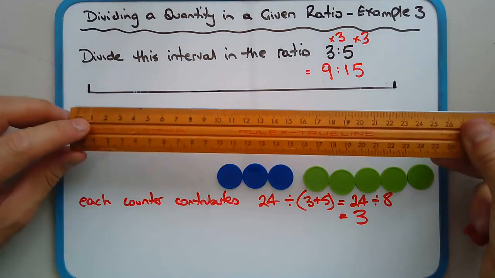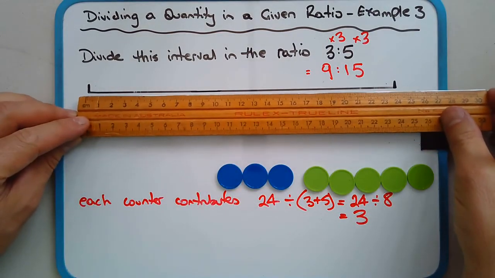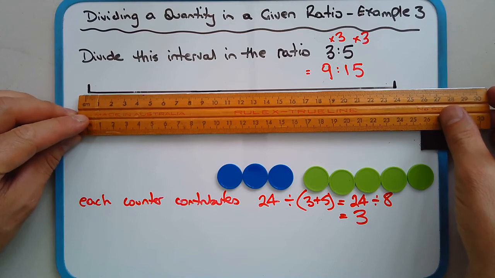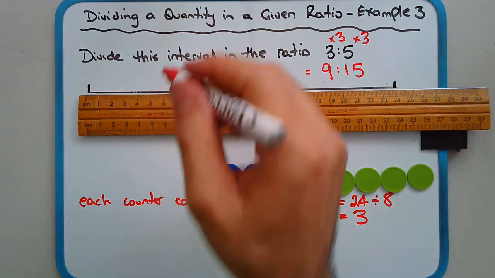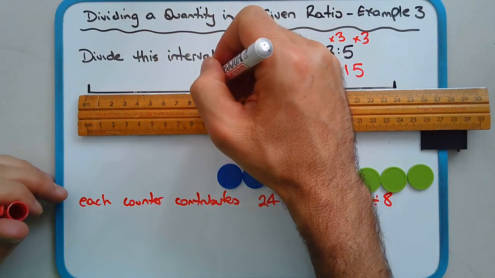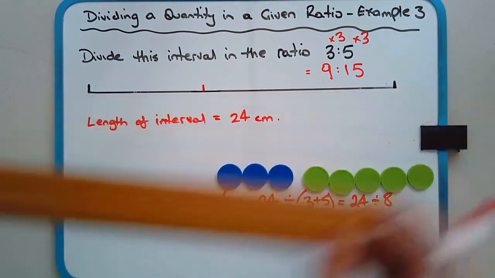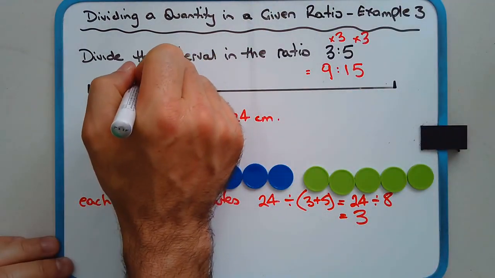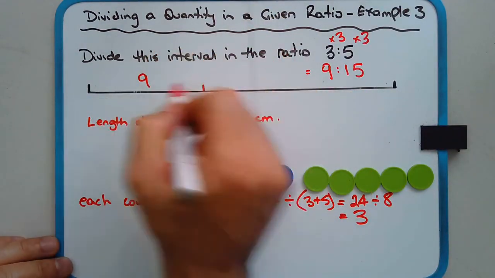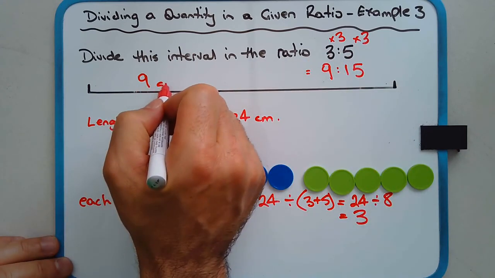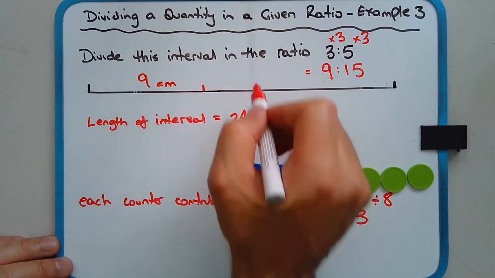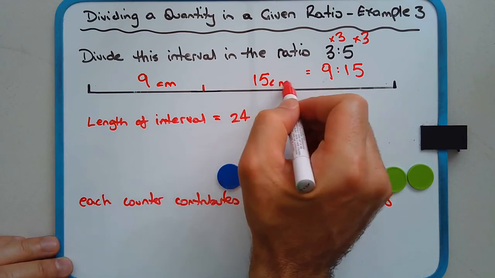So moving back to the interval and marking it on the interval itself, we come in from the left hand side and mark in 9 centimeters there. So this interval now has been divided in the ratio 3 to 5, or the equivalent ratio 9 centimeters to 15 centimeters.